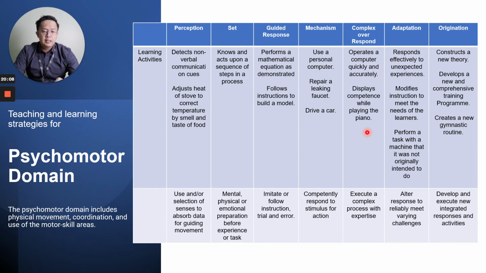But complex overt response means that the students actually have a level of confidence, and then they can get things done quickly and accurately. So this is an example of how you can measure at this level, which is P5.